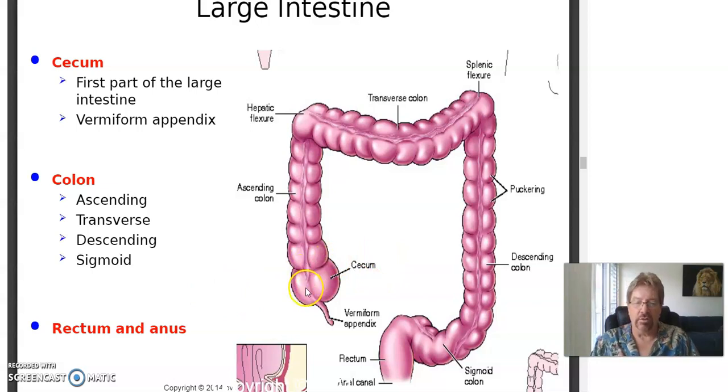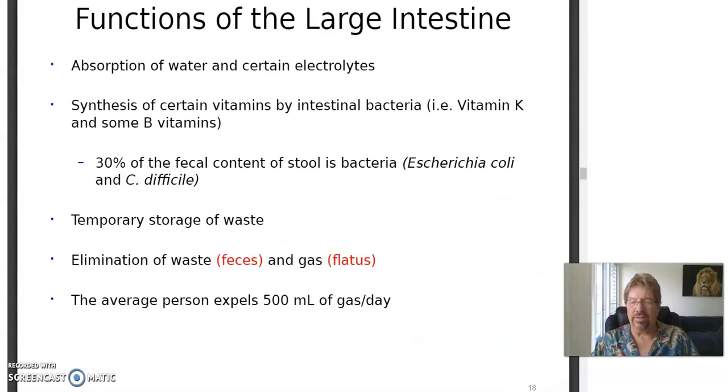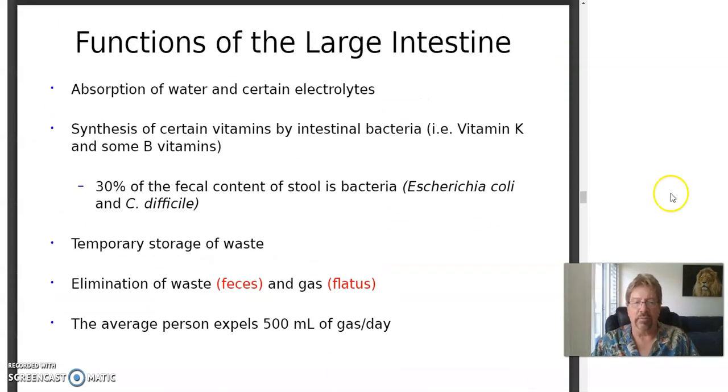Now, the colon, we have an ascending colon, a transverse colon, a descending colon, and a sigmoid colon, which is shaped like an S. Here's the rectum and anal canal. So this goes up the right side of the body across and down the left side. Here they are here. It's a large intestine, but I think it's more commonly called the colon.